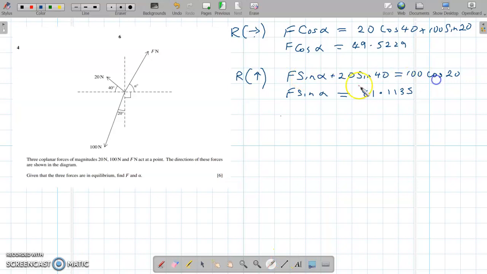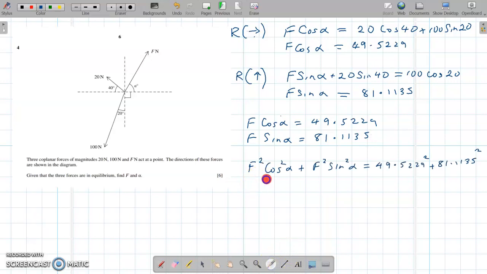Okay, we've got our equation finishing off. Work out 20 sine 40, 100 cos 20, and then take the 20 sine 40 over. You end up with F sine alpha is 81.1135. Right, the smart way of working out F and alpha is to work them out independently. You'll do more of this in pure maths, and this is definitely the best way of doing it. We're going to square the left hand side and add them, and square the right hand side and add them, and you'll see why.